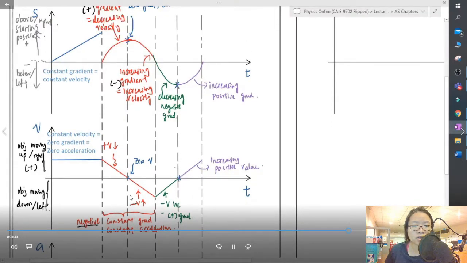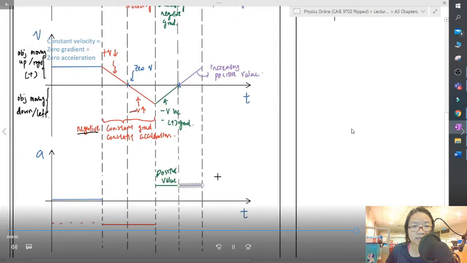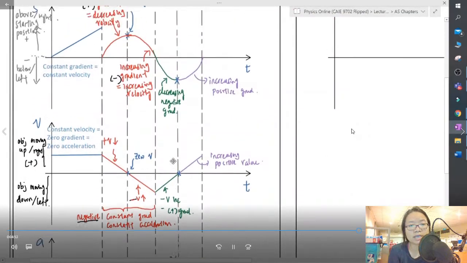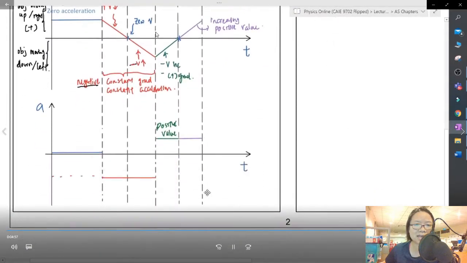Okay, so here as usual, the velocity is zero. The green part, the velocity is decreasing. Alright, so here you can see this is a fairly good representation. This is not a sinusoidal graph, although it looks a bit like it.